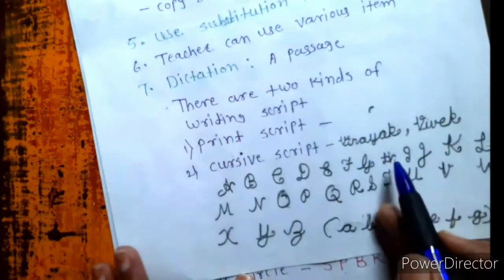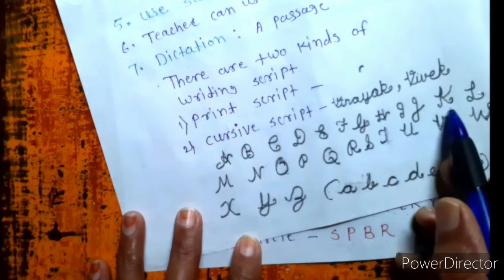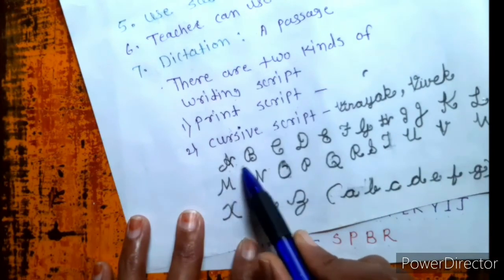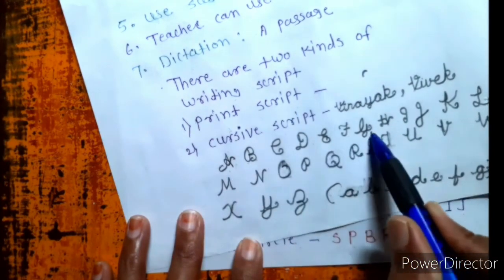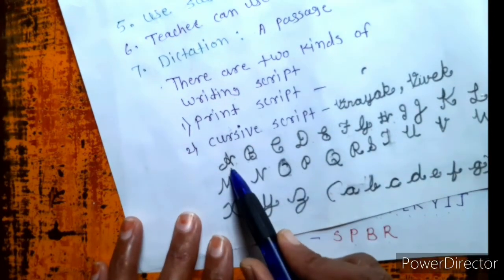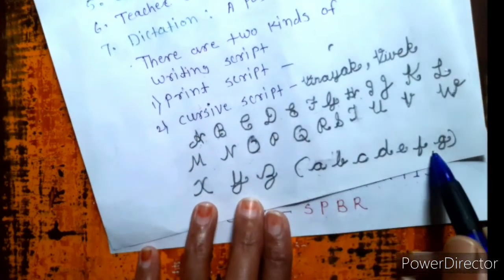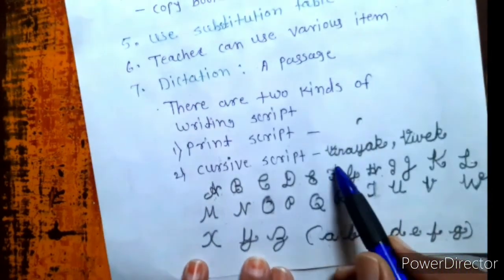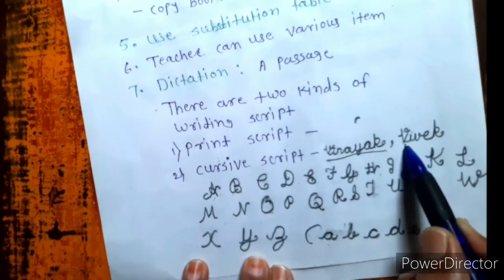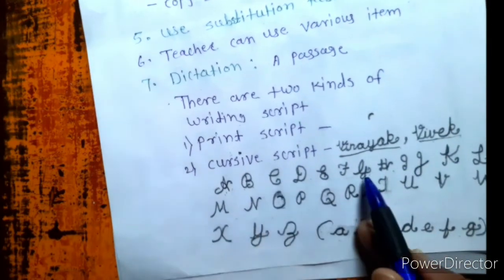Look at these alphabets. Here are some alphabets written in cursive script. For example, this is a capital A, B, C, D, E, F, G, H. These are the letters, alphabets, and these are the capital cursive letters. And here are some small letters. This is also a word, the name of students. This is also the name of boys. These are the cursive scripts.